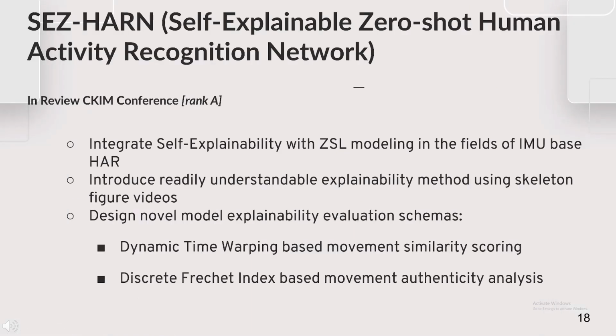The second novelty: SEE-HAR, Self-Explainable Zero-Shot Human Activity Recognition Network. It integrates self-explainability with ZSL modeling in the field of IMU-based HAR. It introduces a readily understandable explainability method using skeleton figure videos, and designs novel model explainability evaluation schemes: 1. Dynamic time warping-based movement similarity scoring. 2. Discrete Fréchet index-based movement authenticity analysis.